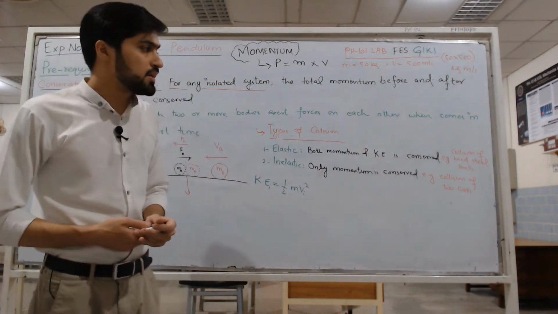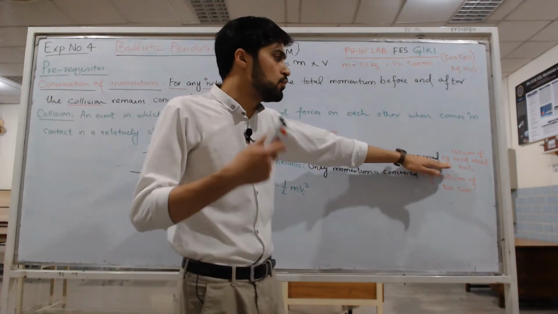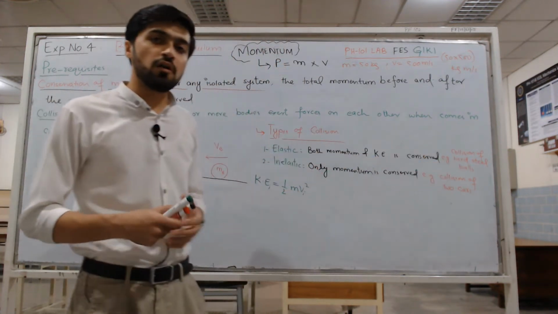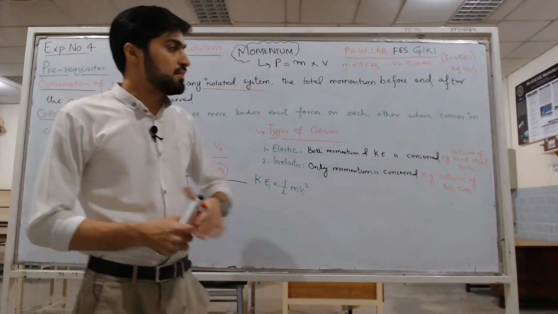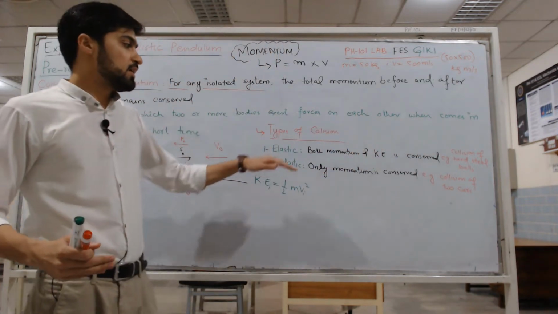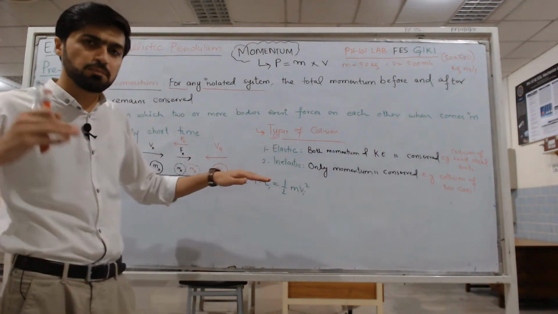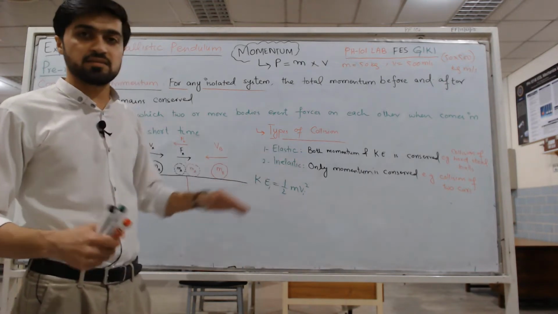An example we can take, though it is not perfectly elastic, is the collision of two hard steel balls. We can consider it an example of an elastic collision.